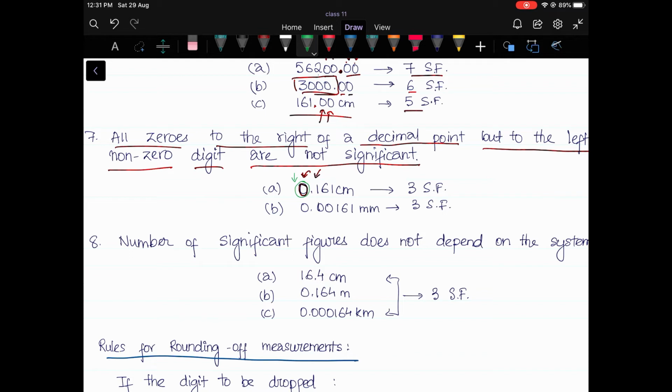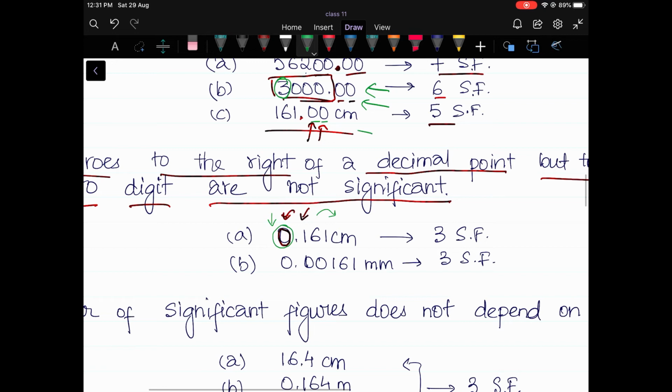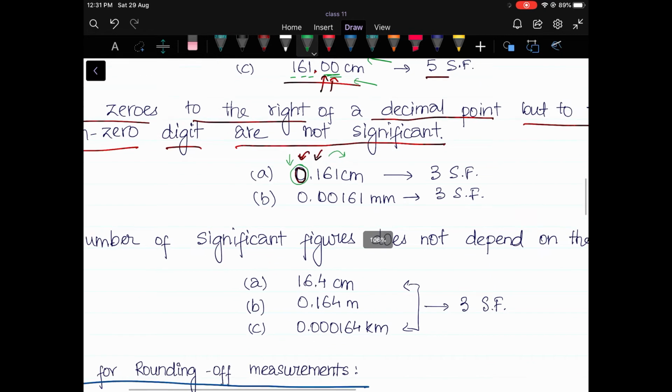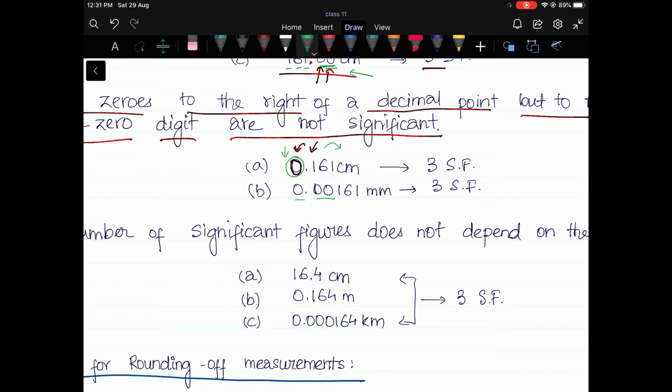If the zeros are present after the decimal and after a non-zero digit, like these zeros after a non-zero digit like 3. These 2 zeros were after non-zero digits like 1, 6 and 1, so they are significant. But here, these 2 zeros and this 0 are not after non-zero digits, but before non-zero digits. They are not to be counted as significant. So in this case also we have 3 significant figures, and here also we have 3 significant figures.